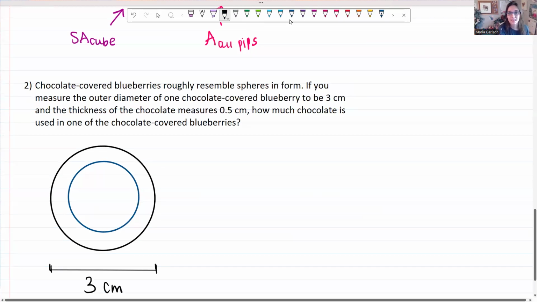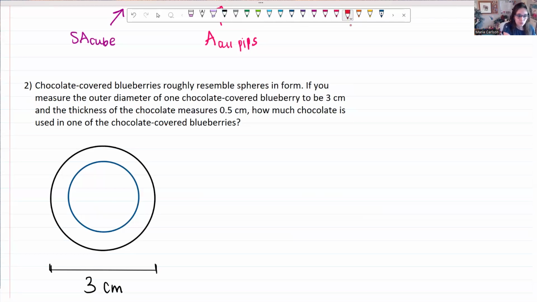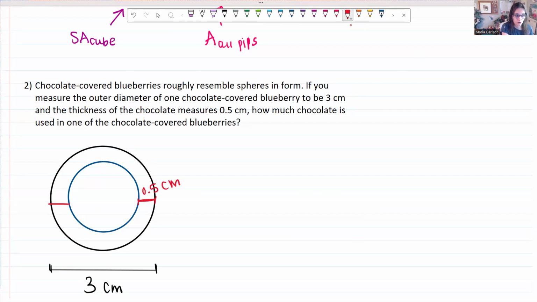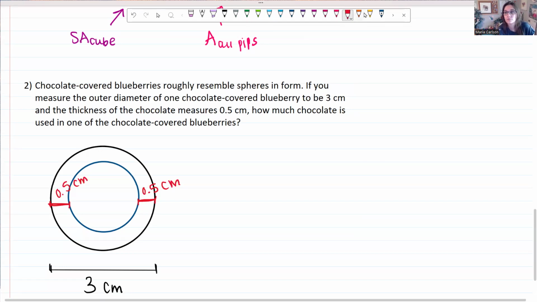And it says that the thickness of the chocolate, so from the outside to the blueberry, right? The thickness of the chocolate is 0.5. So this is 0.5 centimeters. This is also on the opposite side, 0.5 centimeters. So in general, we're going to need to find the volume of the sphere in total, and then subtract away the volume of the blueberry. And then what we have left should be the volume of just the chocolate.